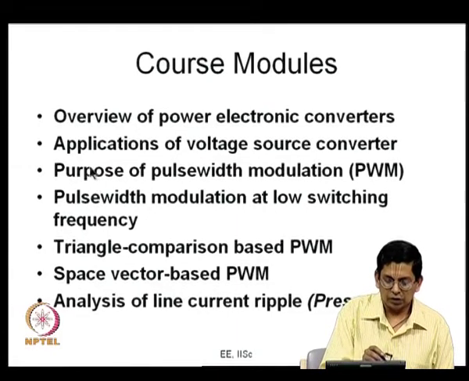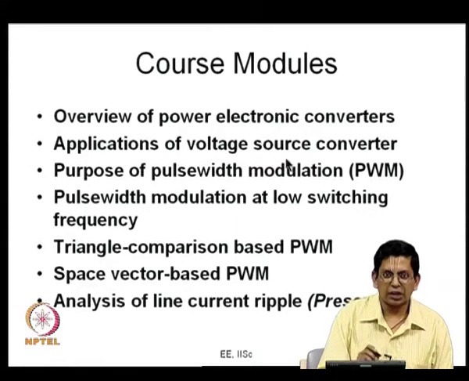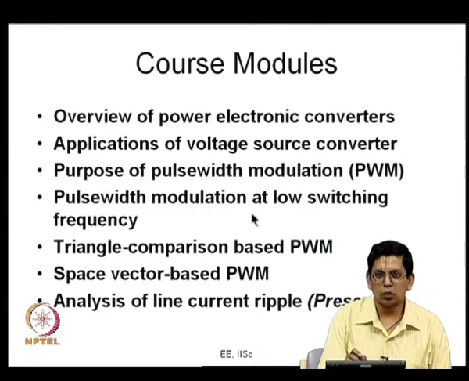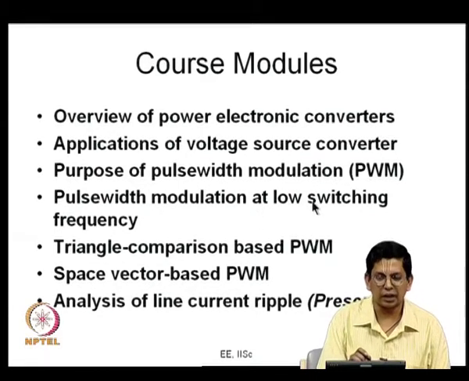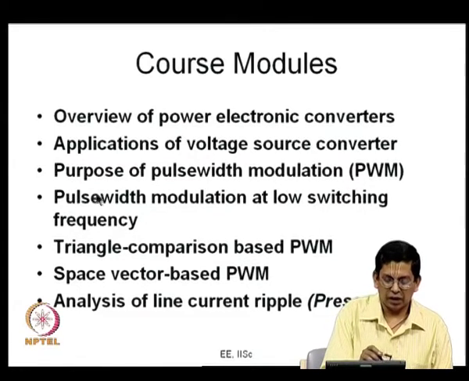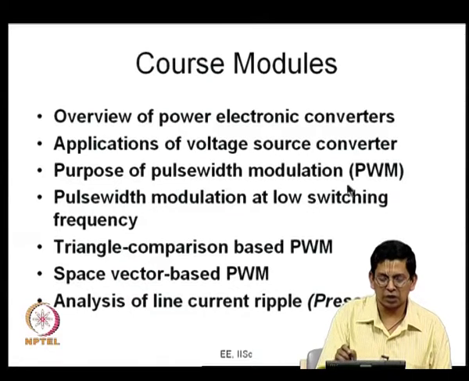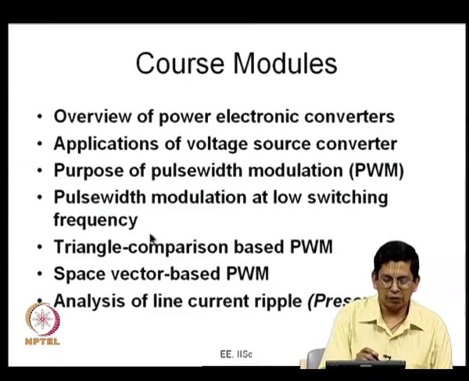And then after this brief overview of the power converters and their applications, we started off with the basic purpose of pulse width modulation, namely to control the fundamental voltage and to mitigate the harmonics and their undesirable effects. So, we had a review of Fourier series and then the effect of different waveform symmetries etc. during that module. Then subsequently we went to pulse width modulation at low switching frequency.